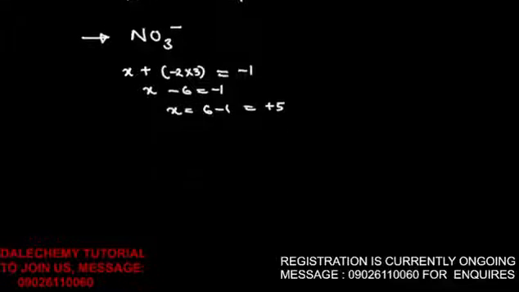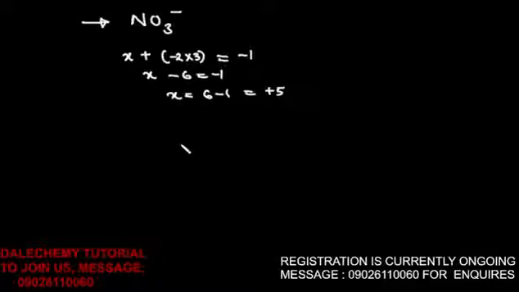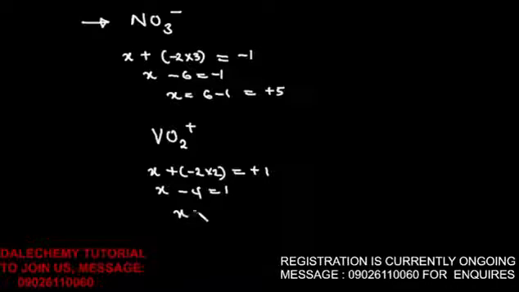Also, you might be asked to find the oxidation state of, for instance, vanadium in VO2+. All you have to do is say that the sum of the oxidation state of vanadium plus that of the 2 oxygens will give you +1, which is the magnitude of the charge on the ion. So that will be x minus 4 equals 1. So x equals 4 plus 1, and that's +5. Okay, so that's how to do that. These are the possible questions you might be given.